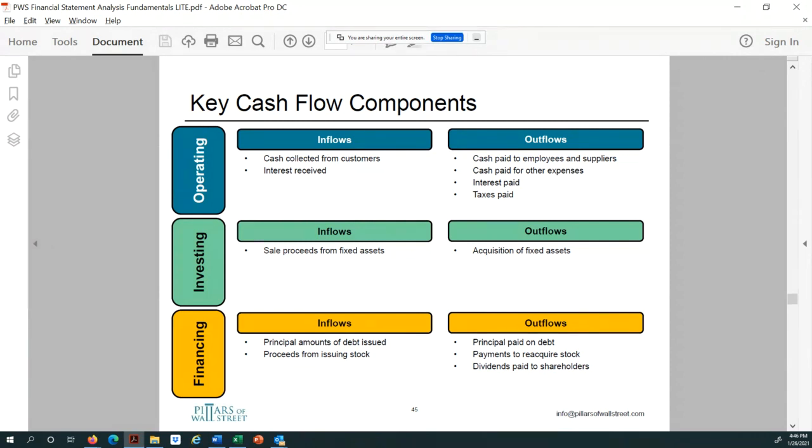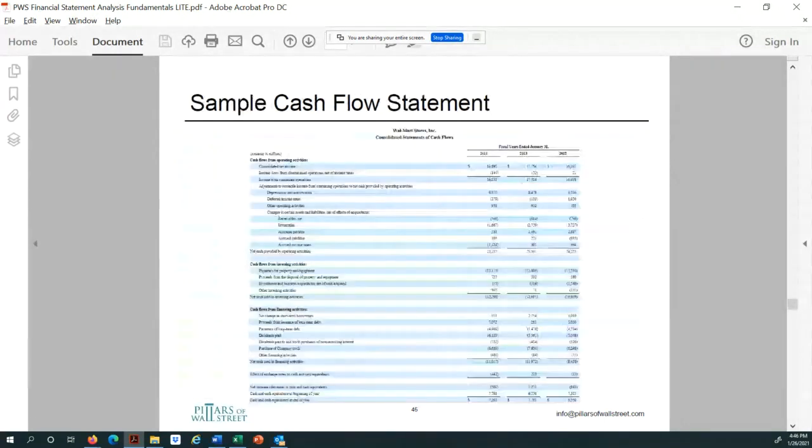And again, we're going to be doing tons of work around the modeling and all of this going forward, which is something to keep in mind for now. Just realize that we break out the cash flow into these three buckets. Okay. Now, here's a sample cash flow.